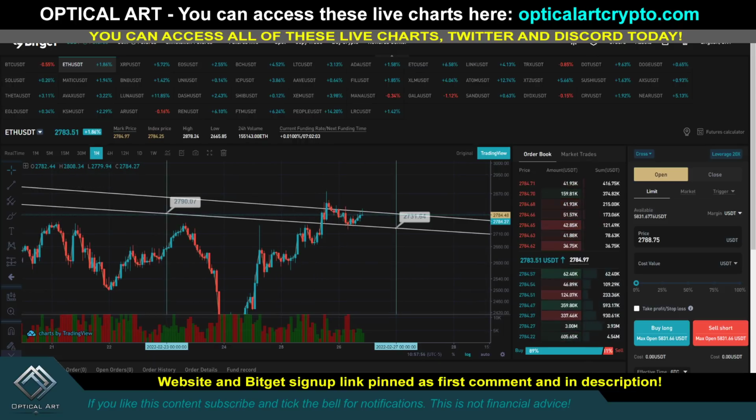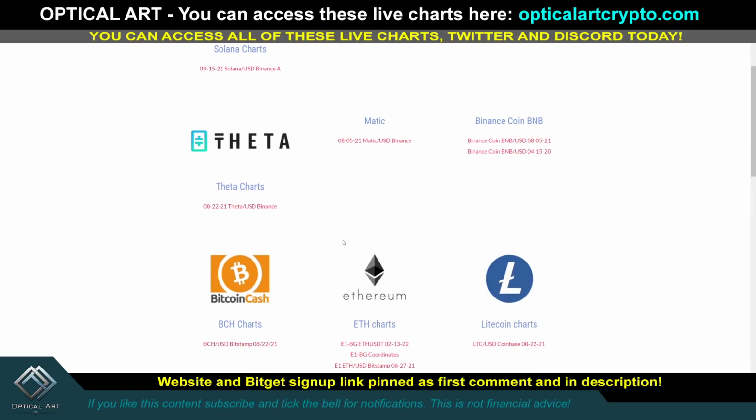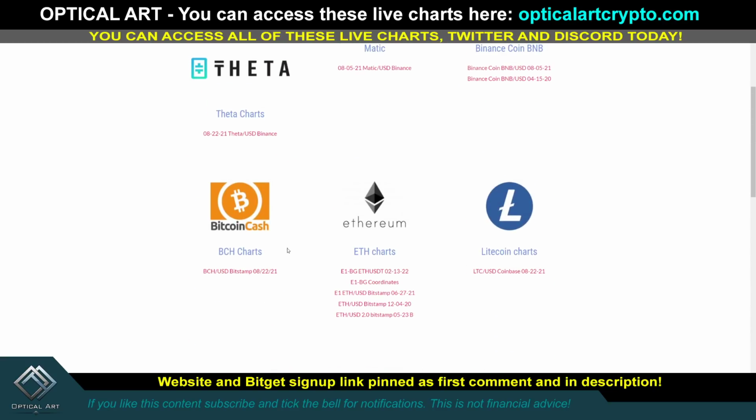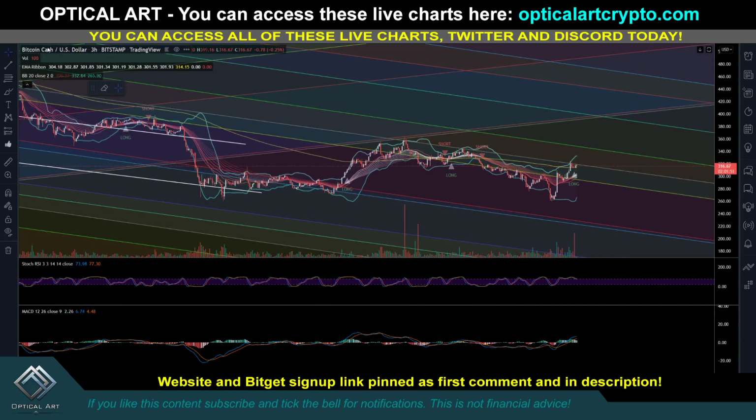So, let me show you, for instance. Let's load up Bitcoin Cash. These are the altcoin charts I currently have on my website. We're going to go to Bitcoin Cash, I'm going to load this up, and let's turn off the ribbon, volume, and the Bollinger Band.